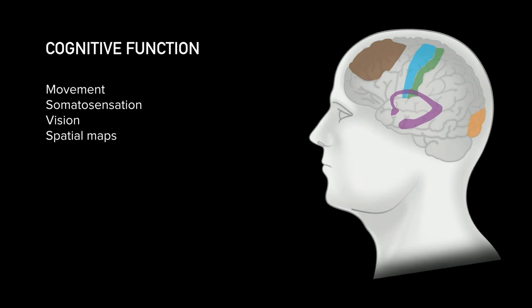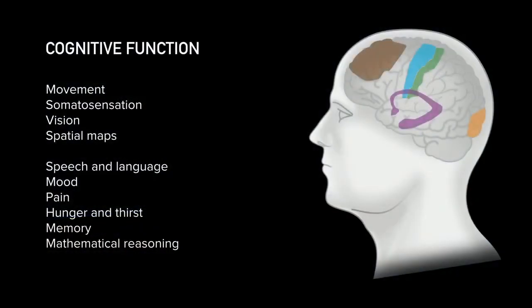Neuralink's goal is, neuroscience has shown that a wide variety of information content is readily available in the brain. We know, for example, that there are signals that encode speech and language. There are signals that encode your mood. There are signals that encode the sense of pain, when you're hungry and when you're thirsty. There are signals that encode your memories, and even esoteric things like mathematical reasoning.